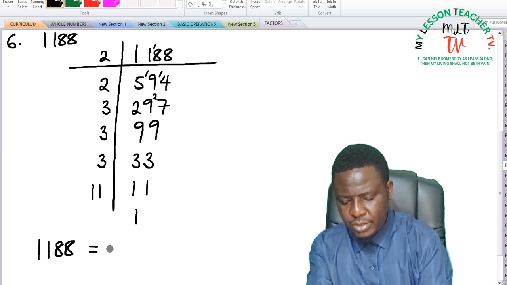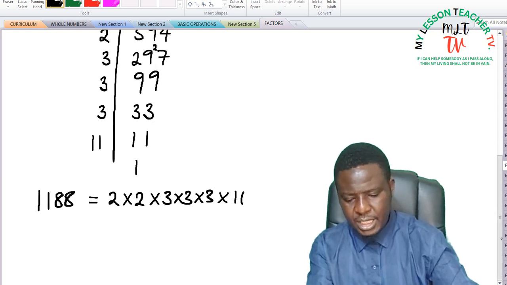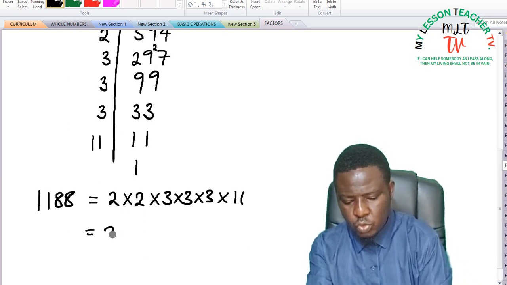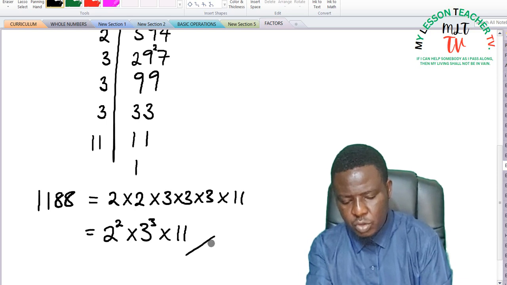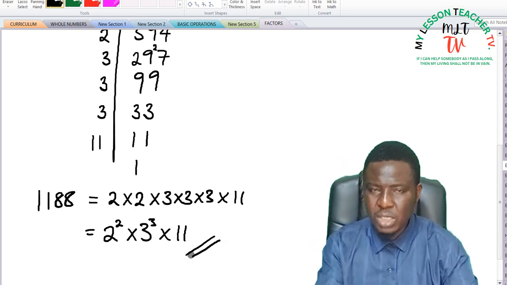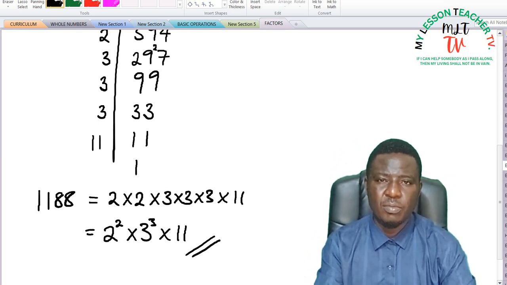So that 1188 can be expressed as 2 times 2 times 3 times 3 times 3 times 11, which in index form is said to be equal to 2 squared times 3 cubed times 11. So this is how you can express 1188 as a product of its prime factors in index form.